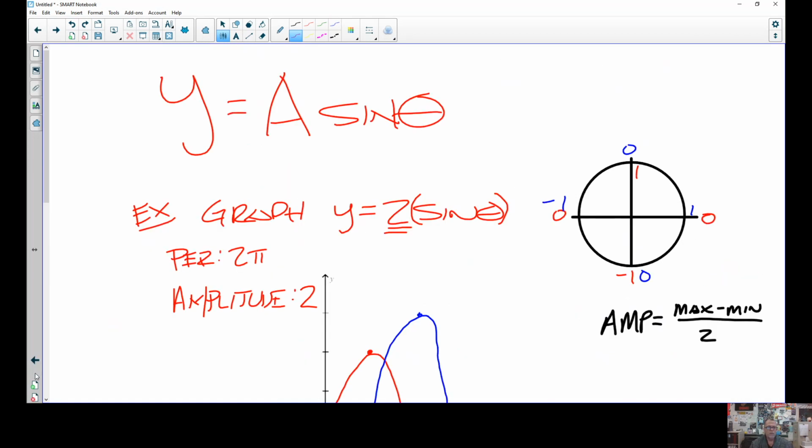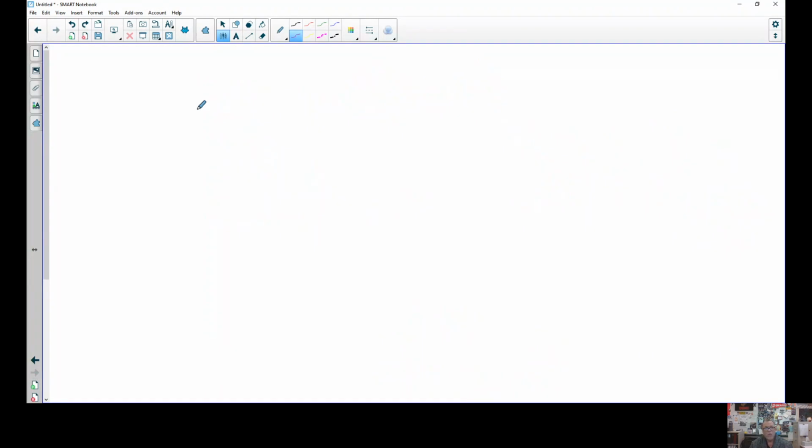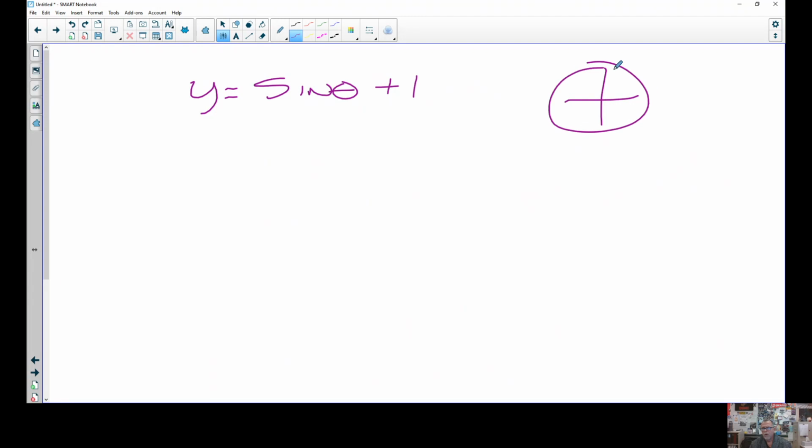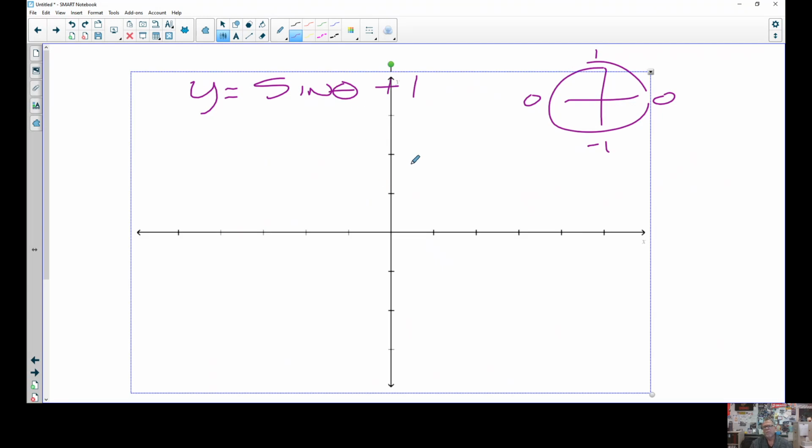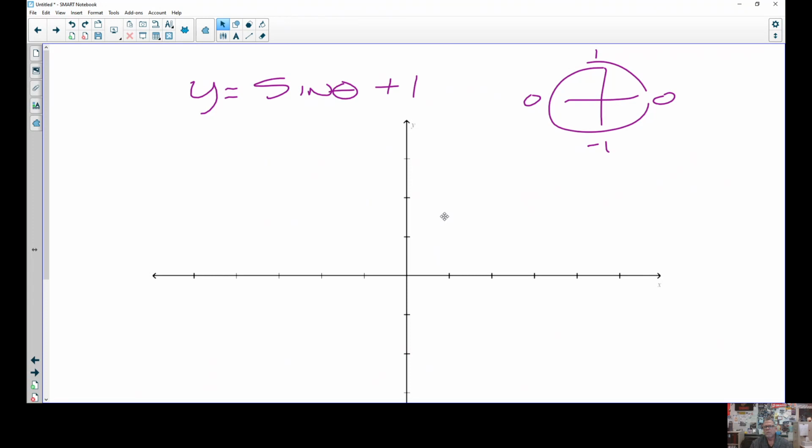All right, so let's get ourselves a new page and look at one that has y equals sine theta plus 1. All right, so again, if we go here, our sine is 0, 1, 0, negative 1, and back to 0. All right, so what's going to happen? Well, what happened with the x squared function when you added 1? The entire thing moved up 1, right?